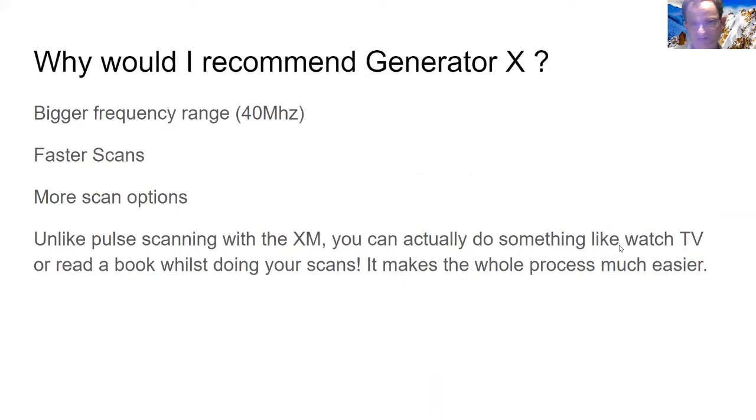Why do I recommend Generator X? It's got the same frequency range that Mr. Rife himself used, up to 40 megahertz. It has pretty fast scans, and if you get your settings right, it can be even faster. And you get more options with your scanning too. And grade scans are just amazingly fast, so I like what that's about. And yeah, you can do things like watch TV, read a book. I frequently read something interesting when I'm taking my scans before bed, when using the Generator X.